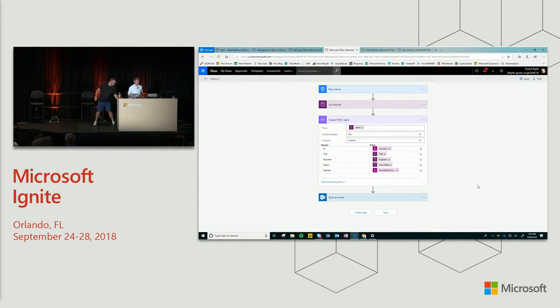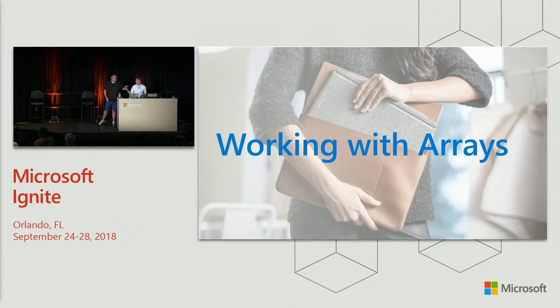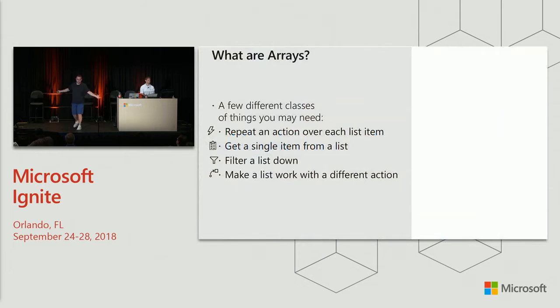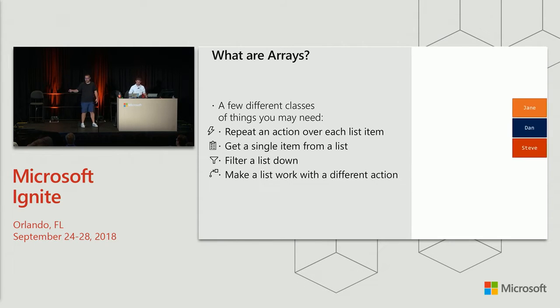All right, so working with arrays. First of all, what are arrays? There's a few different classes of things you need. If you need to repeat an action over each list item, so if you need to iterate over each one to find a certain thing, an array can help you with that. Getting single items out of a list. Filtering lists down, or making lists work with different actions. And so David's going to show us a little bit of that in the next demo.